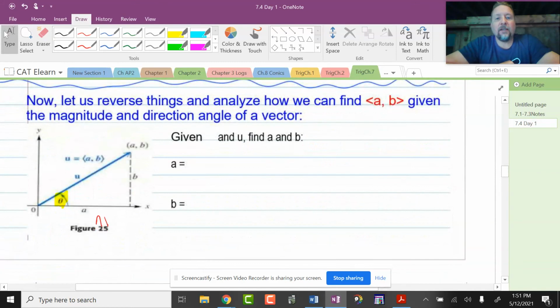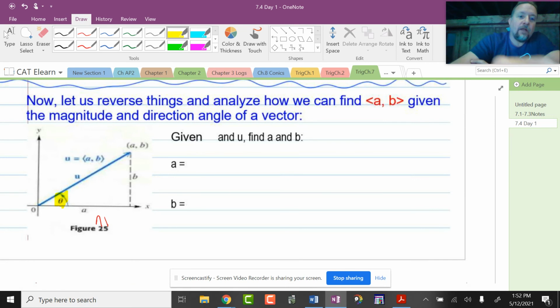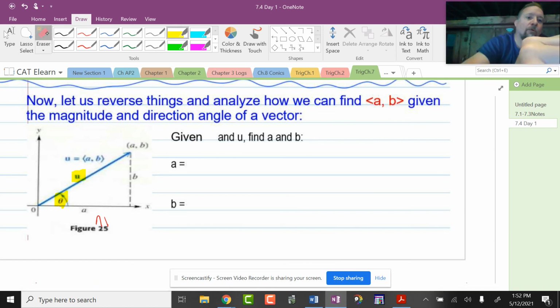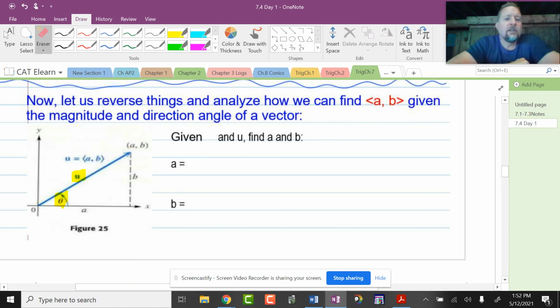Now, let us reverse things and analyze. How can we find A and B given the direction angle and the magnitude? So now just reversing it. And then what we can do is work on this tomorrow with actually doing this. So now you're given those. Now we're going to reverse it. So if I'm given the magnitude and theta, how do I find the components A and B?